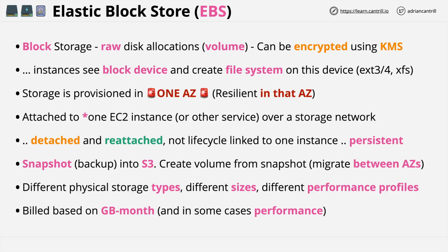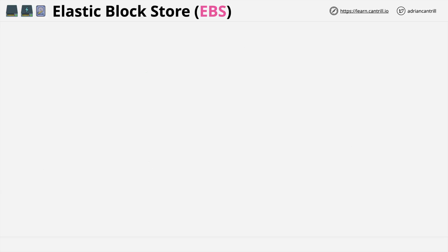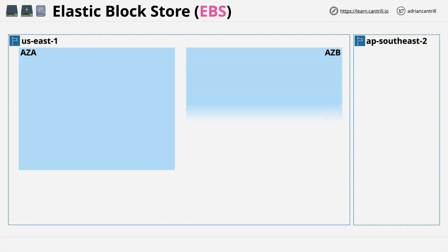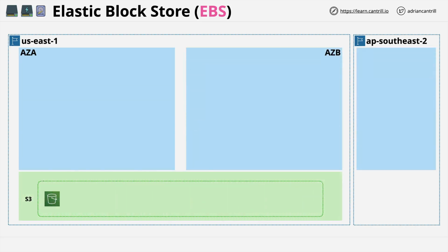For now, before we finish this service introduction, let's take a look visually at how this architecture fits together. So we're going to start with 2 regions. In this example, that's US-East-1 and AP-Southeast-2. And then in those regions, we've got some availability zones, AZA and AZB, and then another availability zone in AP Southeast 2. And then finally, the S3 service, which is running in all availability zones in both of those regions. Now EBS, as I keep stressing, and I will stress this more, is availability zone based.